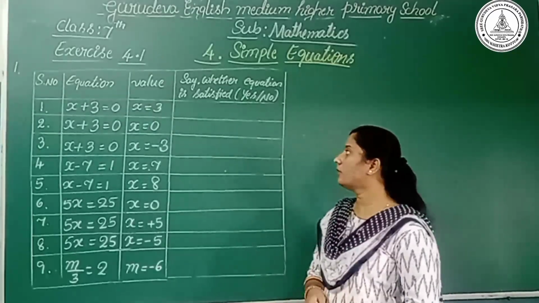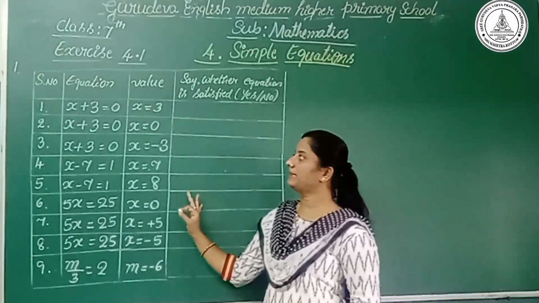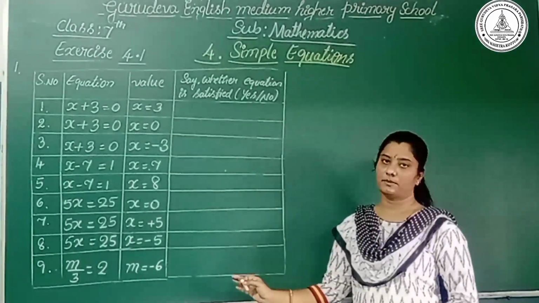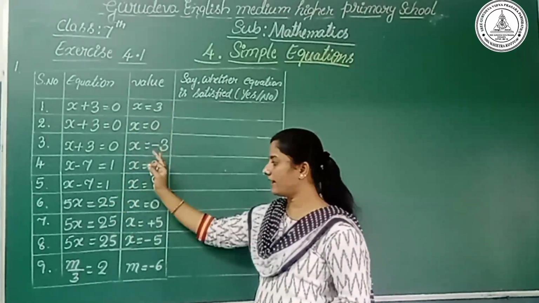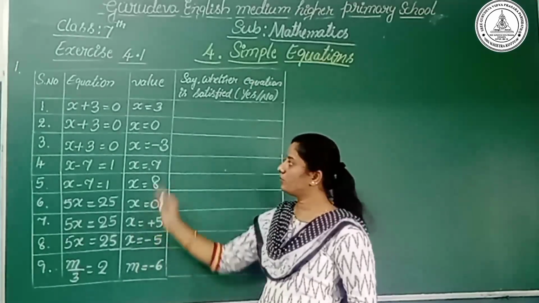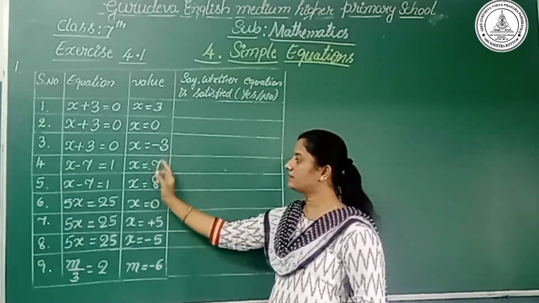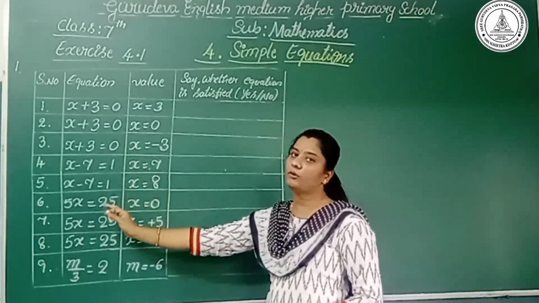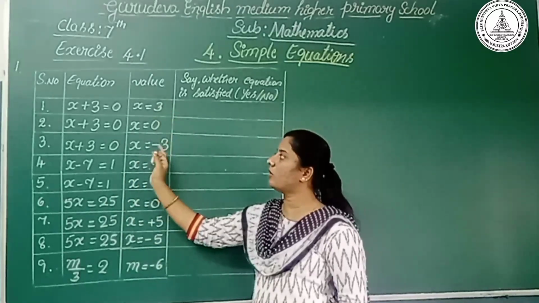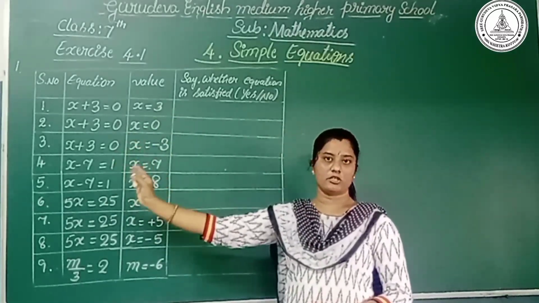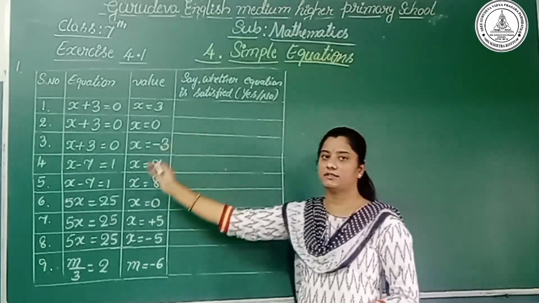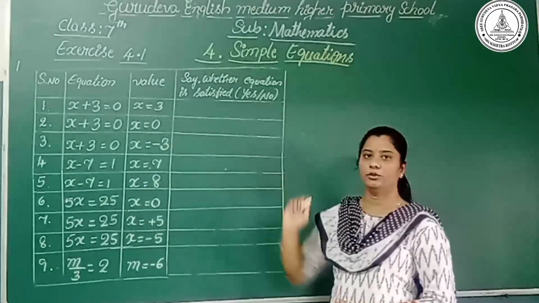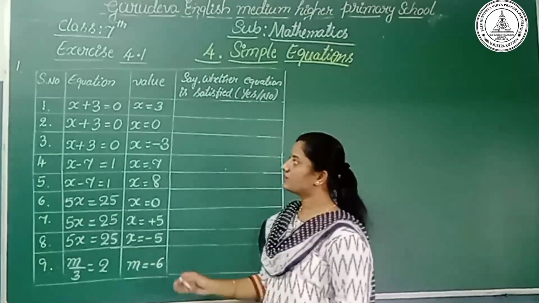The first question is: complete the last column of the table. Here they are given some equations and values of x and y. We have to substitute the value of x in the given equation and check whether the value satisfies the equation or not. If it is satisfied, we write yes. If it is not satisfied, we write no. Okay, let's see the first question.